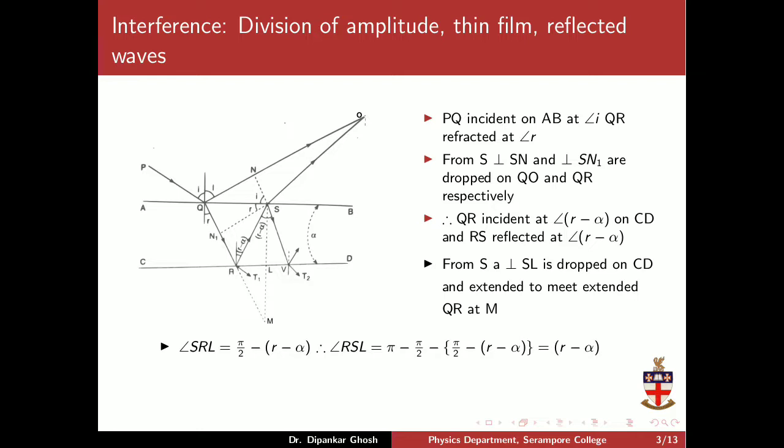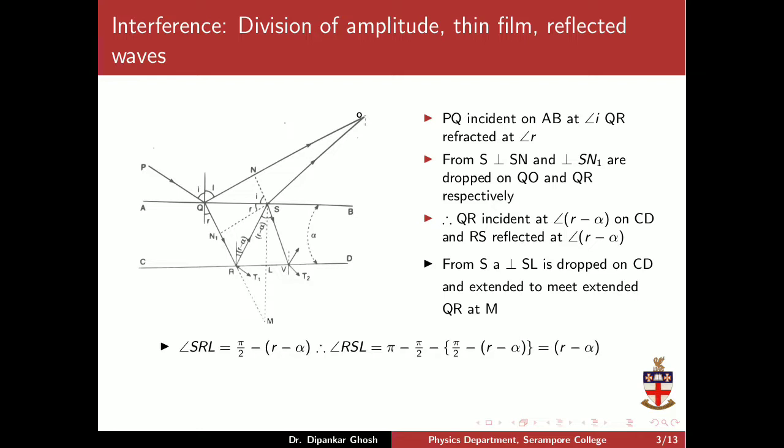So what is the value of angle RSL? As you see, triangle SRL is a right angle triangle with angle SLR as the right angle. So angle RSL, what will it be? It will be pi minus angle SLR, that is pi minus pi by 2, and from that we would subtract angle SRL, that is pi by 2 minus (r minus alpha). So what is angle RSL? It is pi minus pi by 2 minus pi by 2 plus (r minus alpha). So angle RSL is r minus alpha.